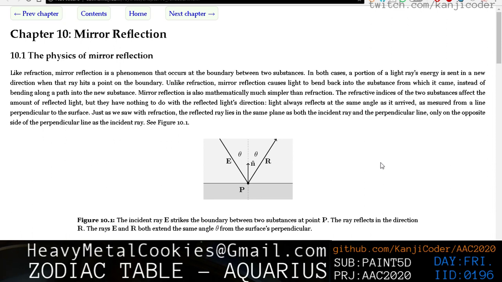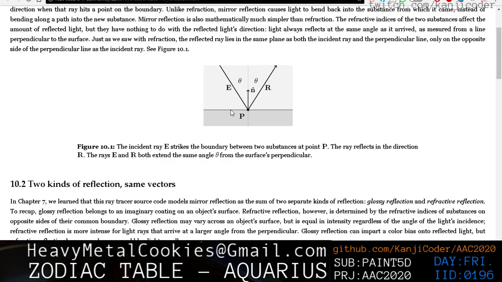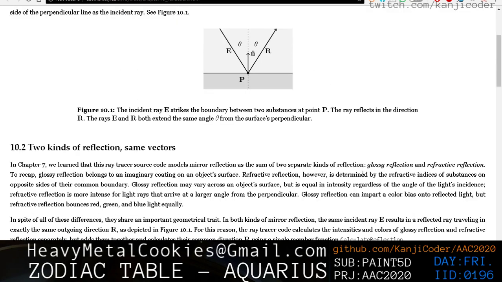Light always reflects at the same angle as it arrived, as measured from a line perpendicular to the surface. Just as we saw with refraction, the reflected ray lies in the same plane as both the incident ray and the perpendicular line, only on the opposite side of the perpendicular line as the incident ray, right? So you have this surface, you have the surface normal N. The surface normal is perpendicular to the surface, and this theta angle here and this theta angle here are both exactly the same. So we have this input and this output ray. Let's keep on reading here.